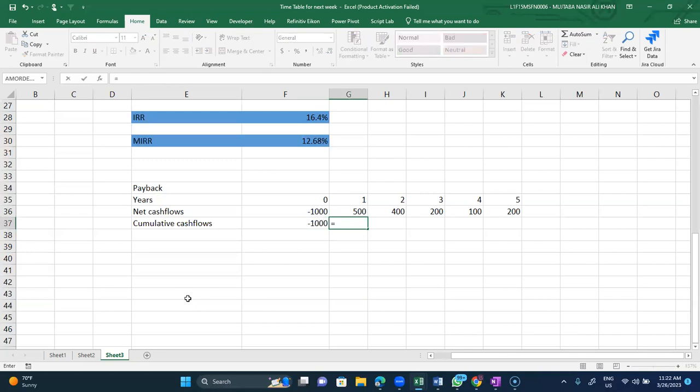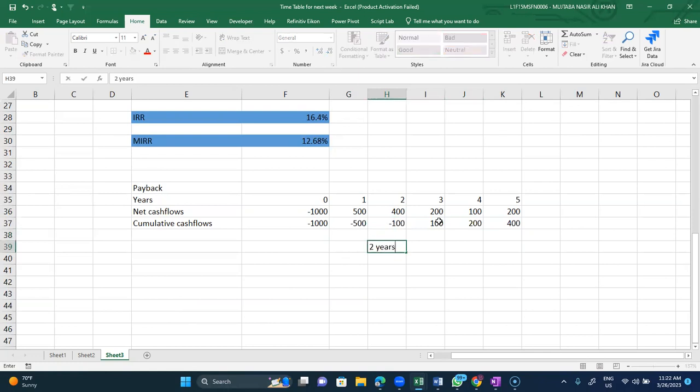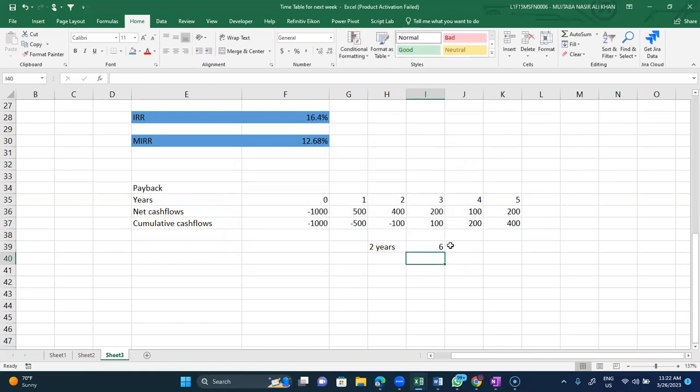In year 1, you have covered the 500. Then copy it. So that means at the end of year 2, you haven't covered the cash flows, but at the end of year 3, you have covered more than the cash flows. So the answer will be 2 years plus how many months? You need 100 at the end of year 2, and what you got at the end of year 3 is 200, so 100 by 200 into 12 is 6. So the answer is 2 years plus 6 months. That's the answer. Payback period.